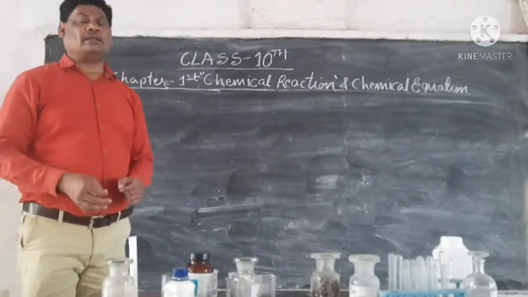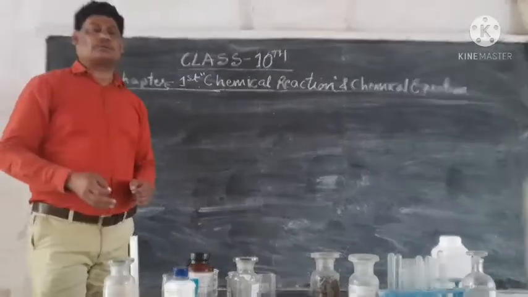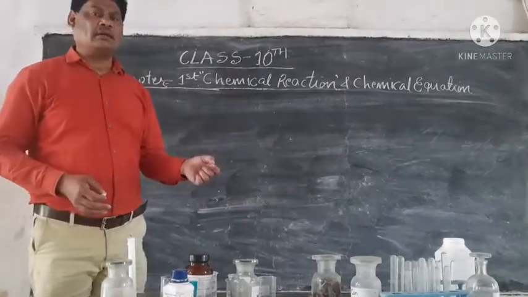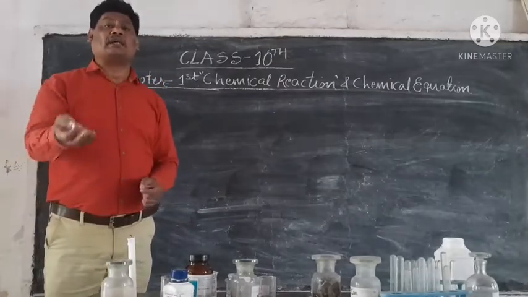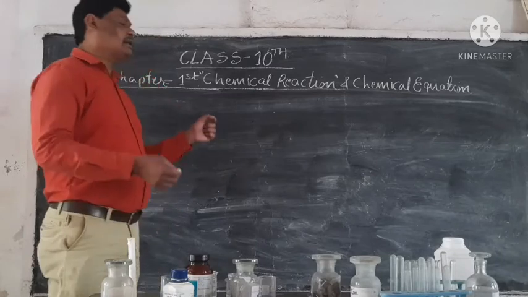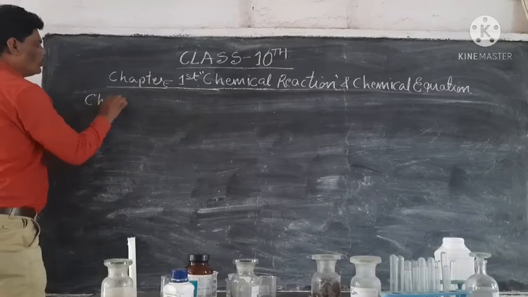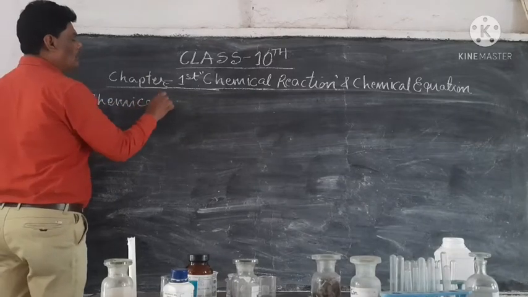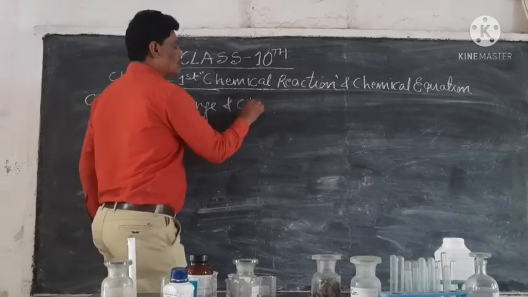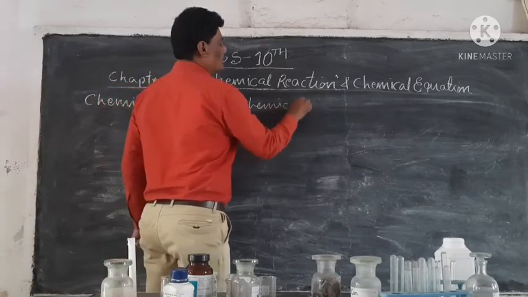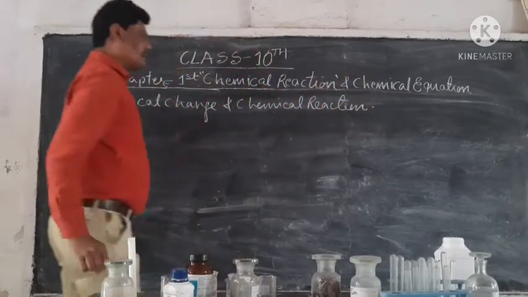So we have seen that in a chemical change, the original substance loses its nature and its properties and appears in the form of new characteristics or new properties. This is known as chemical change. So, what is chemical change and chemical reaction? Chemical change and chemical reaction.